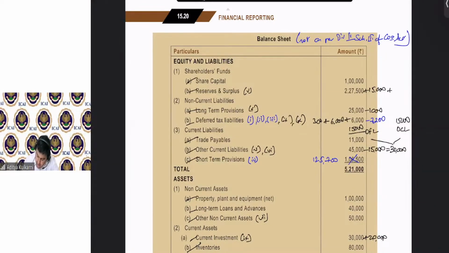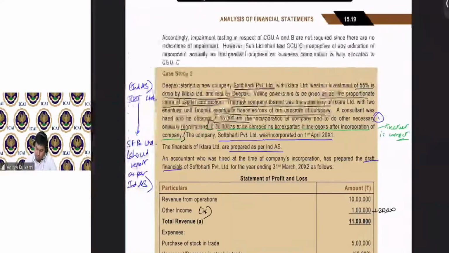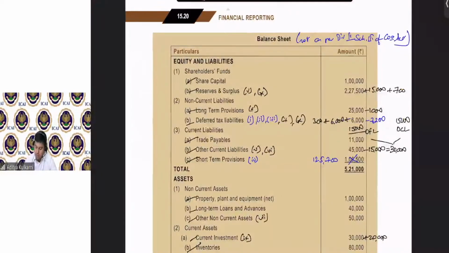227,500 plus 15,000 plus 700. Adjustment 10. Are we clear? Yes, understood? Anybody has any doubts? No doubts?